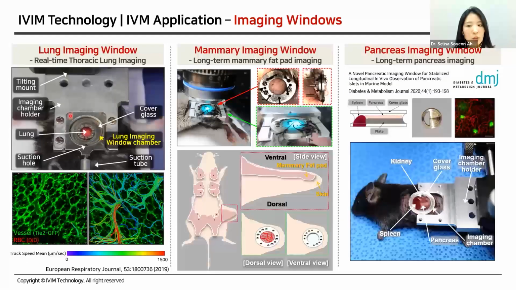For in vivo lung imaging, we utilize the suction-based lung imaging window chamber. So we've succeeded in in vivo RBC trafficking and also the measurement of the red blood cell flow rate inside the live lung tissue. And for long-term mammary tissue and pancreas imaging, we can utilize the mammary imaging window chamber and the pancreas imaging window chamber, all of which are fully optimized and provided as final accessory products from IVIM Technology.